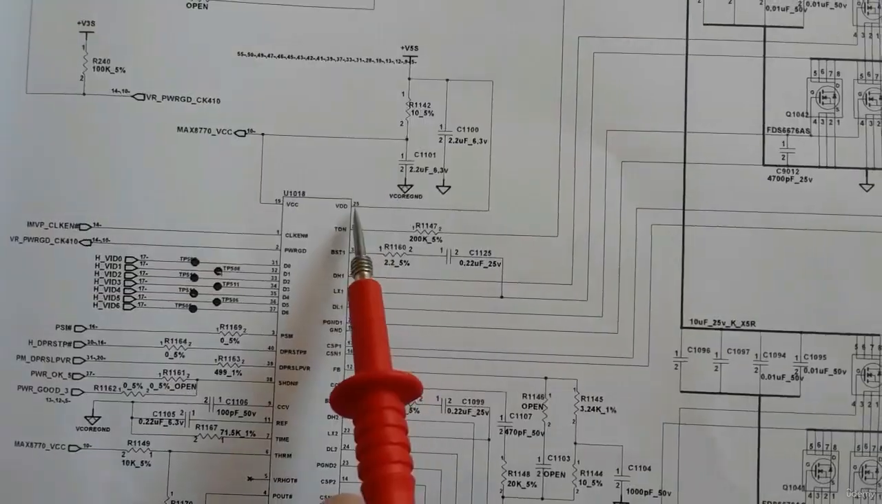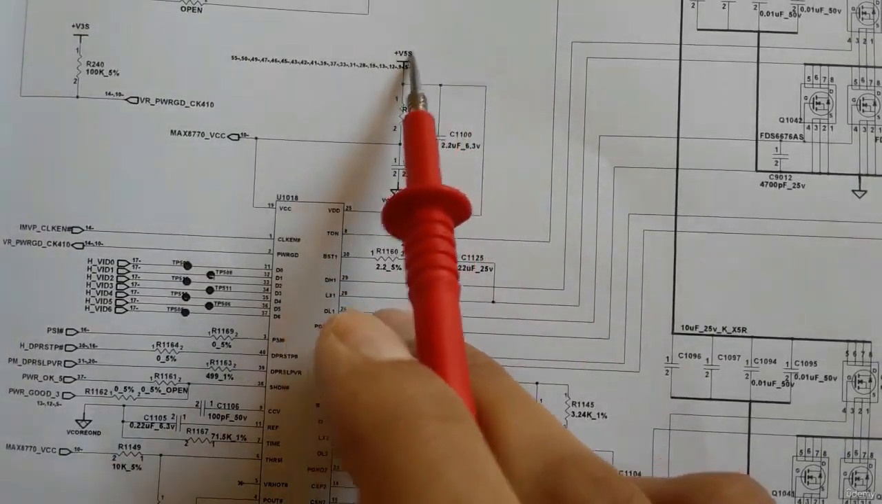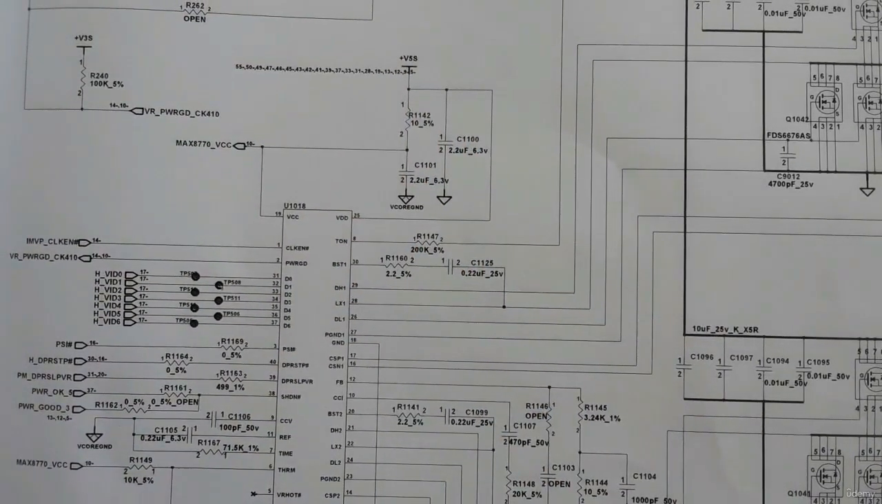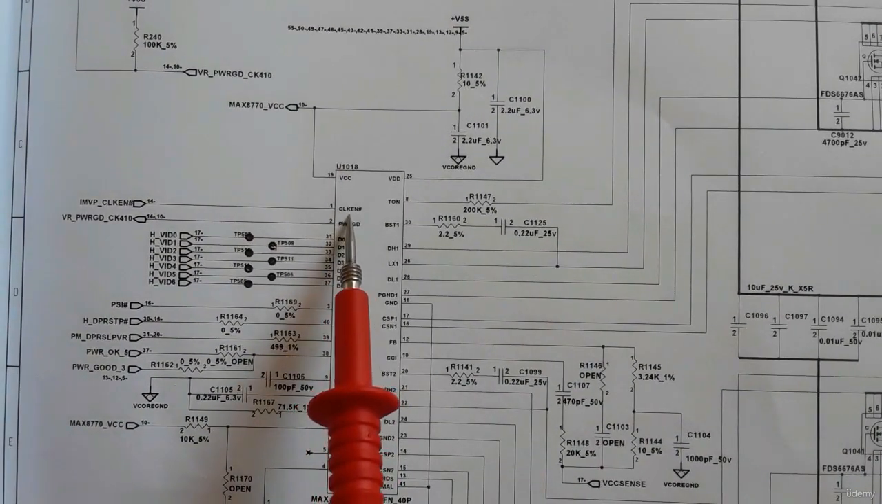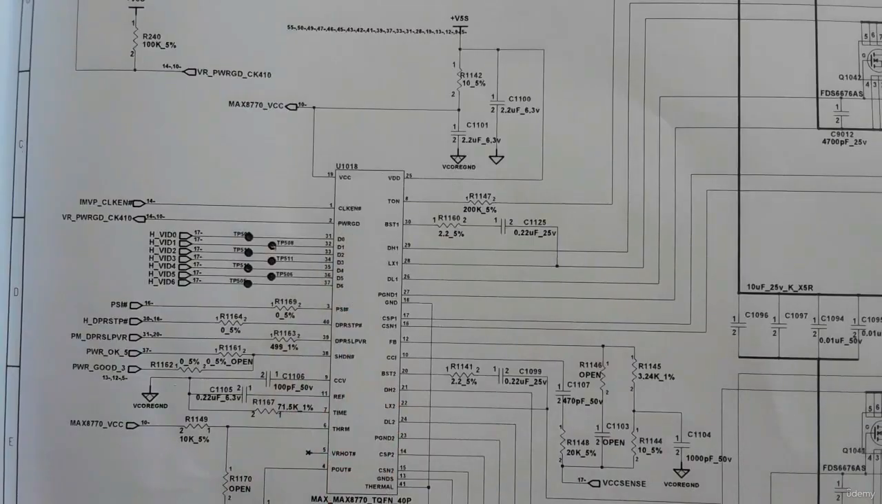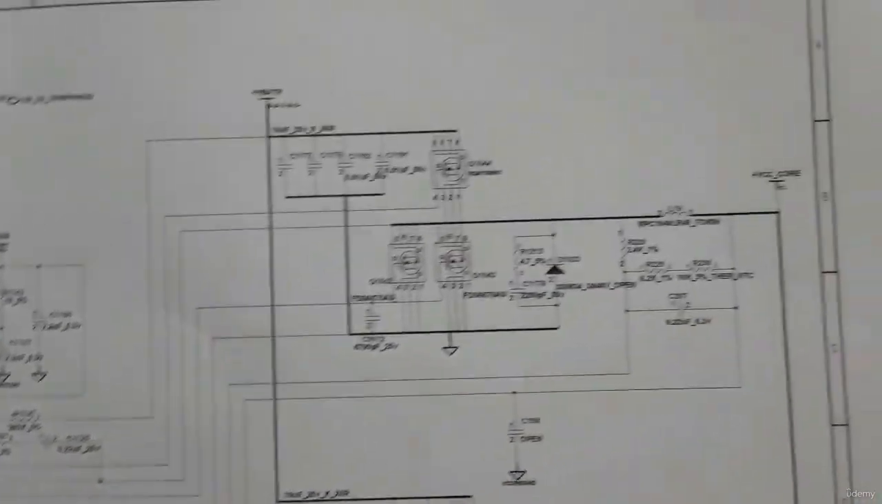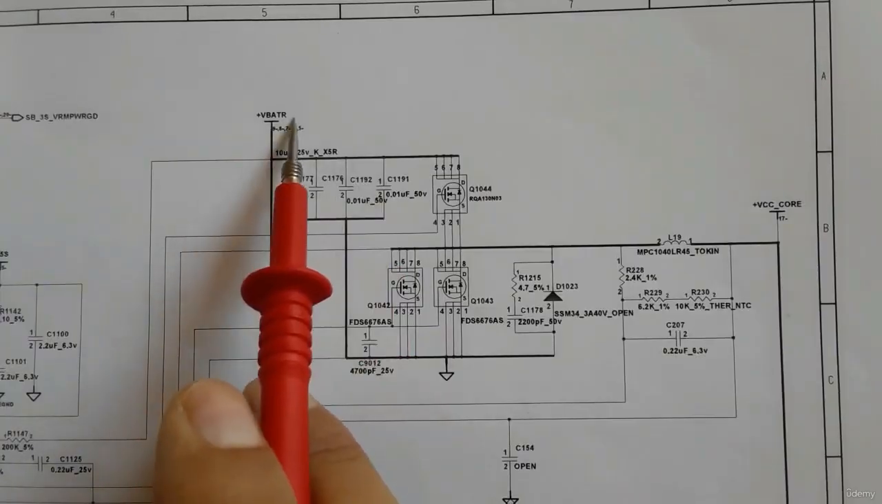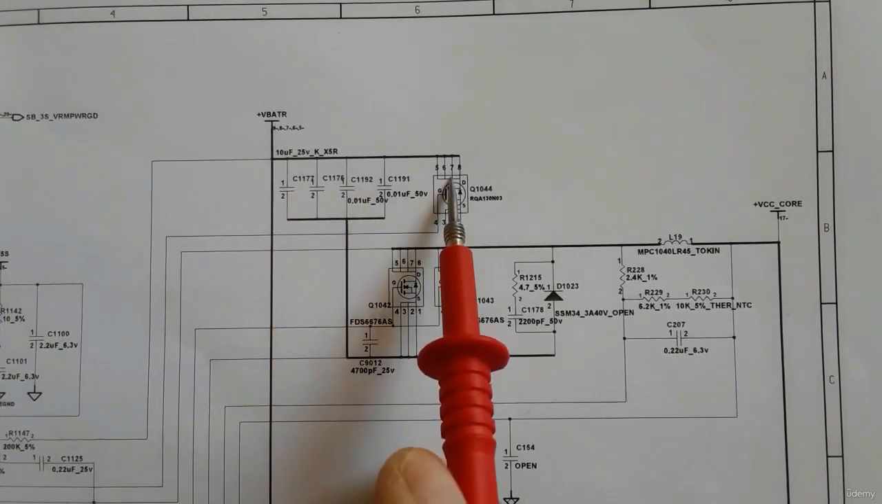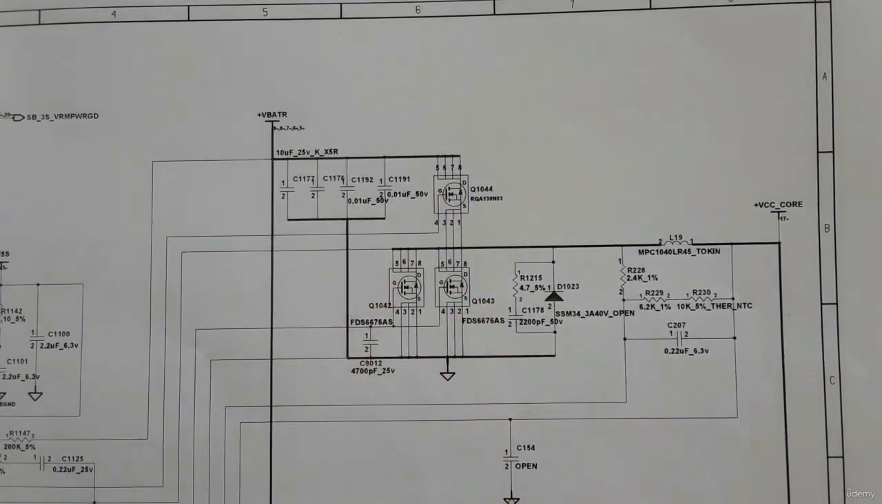So here, this is the VCC and the VDD power for the power management IC. Of course, here we have the clock and the power good. Like every power management IC, it has inputs and outputs. Here we have four ceramic capacitors. These are filtering capacitors. So the 19 volts will pass through these four capacitors and then through these MOSFETs, and then we will get plus VCC core.